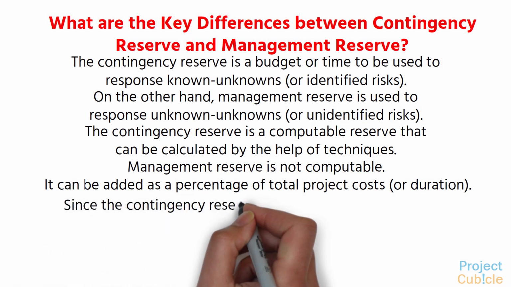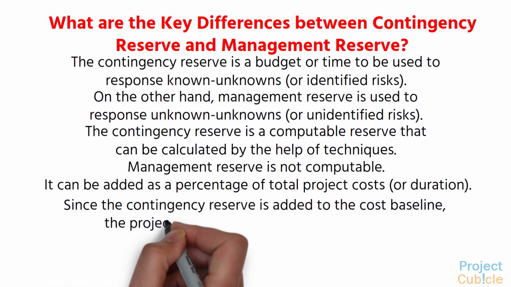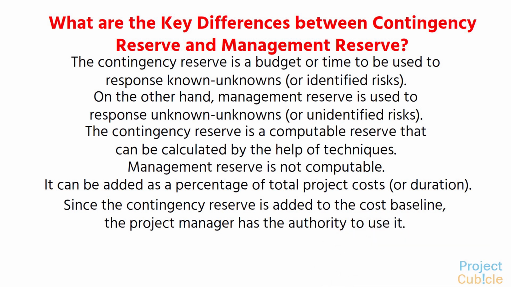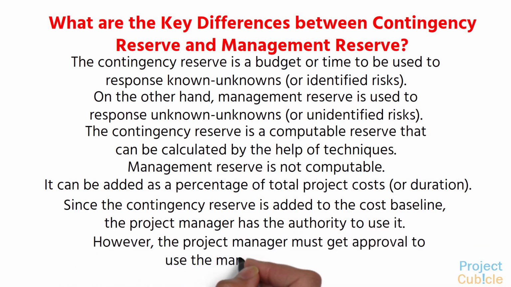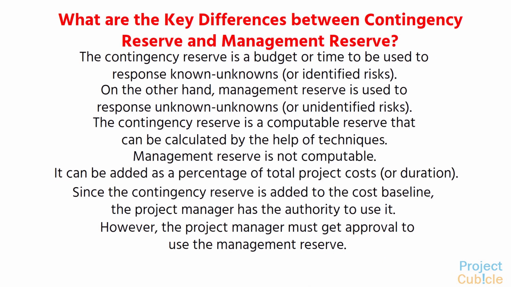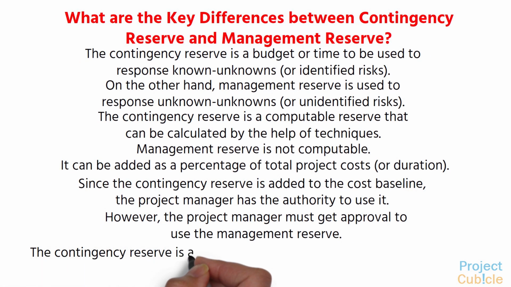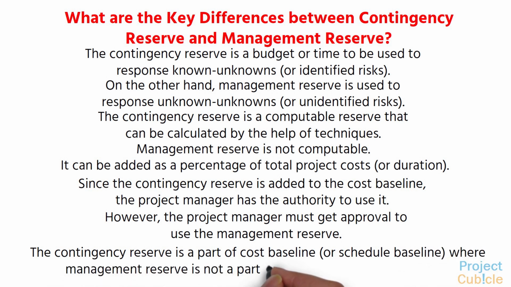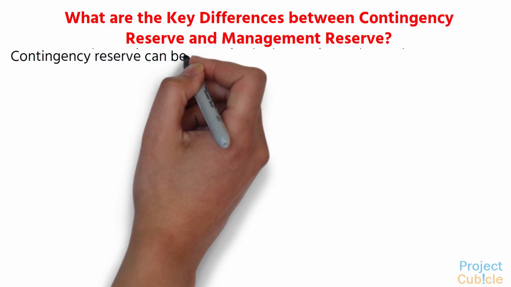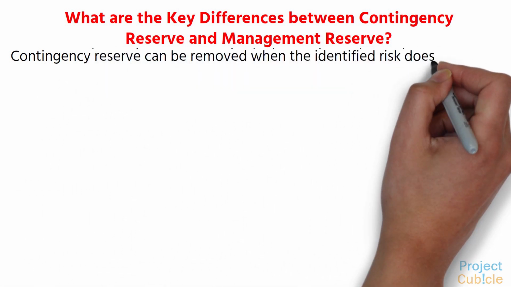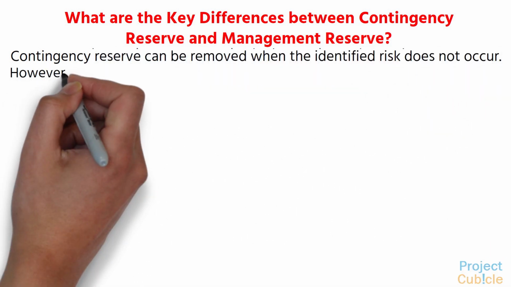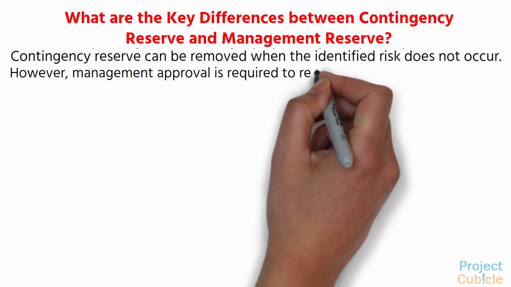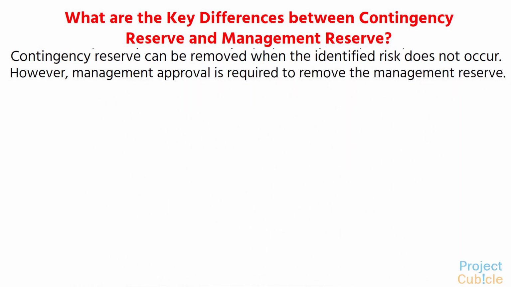Since the contingency reserve is added to the cost baseline, the project manager has the authority to use it. However, the project manager must get approval to use the management reserve. The contingency reserve is a part of the cost baseline, or schedule baseline, whereas management reserve is not a part of the cost or schedule baseline. Contingency reserve can be removed when the identified risk does not occur. However, management approval is required to remove the management reserve.